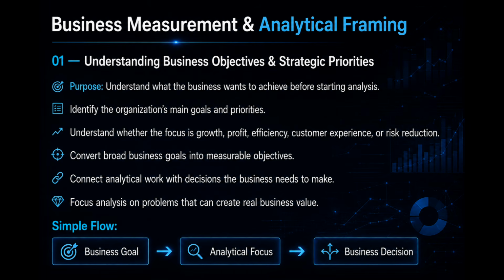First, identify the organization's main goals and priorities. Then, understand whether the focus is on growth, profit, efficiency, customer experience, or risk reduction. Next, convert broad business goals into measurable objectives. Connect analytical work with the decisions the business needs to make. And finally, focus analysis on problems that can create real business value. The simple flow is business goal to analytical focus to business decision.